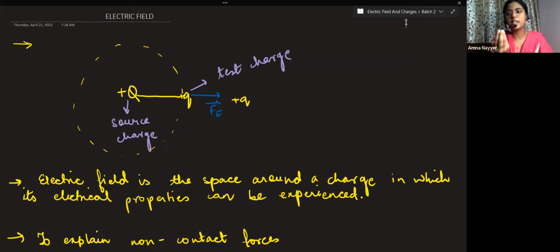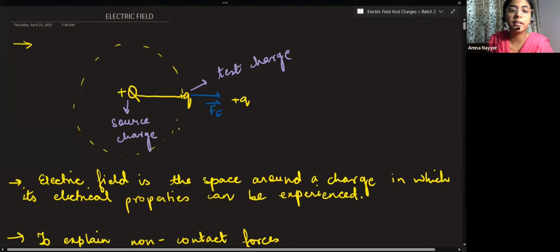Or you can say, if a charge is present, it has a certain space around itself in which electrical activities can be experienced. If I have a positive charge with me, it will have a certain space around itself. So if I bring another positive charge at a certain distance, I'll be able to feel the electrostatic force of repulsion, because both positives will repel each other. So at a certain point in the proximity of this charge, I'm able to feel certain electrical phenomena. This confined space around a charge where electrical properties can be experienced is known as the electric field. This charge, which was producing the electric field, we call the source charge, and the charge that has entered this electrical space is known as the test charge, because we are just checking the electric field of this source charge.